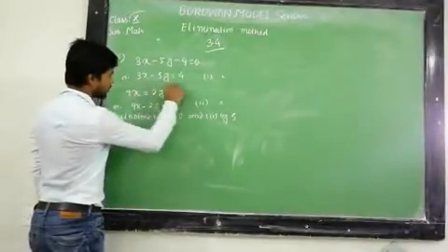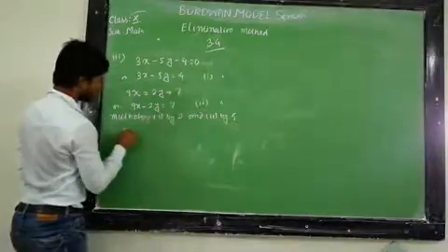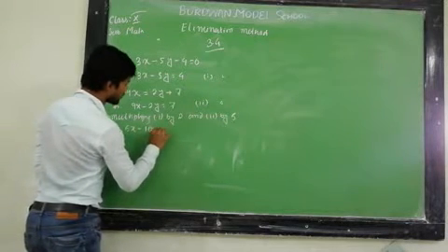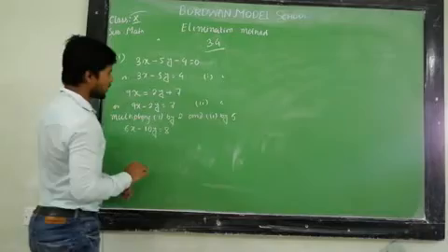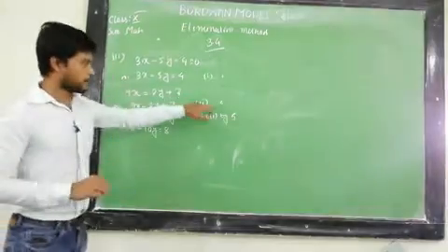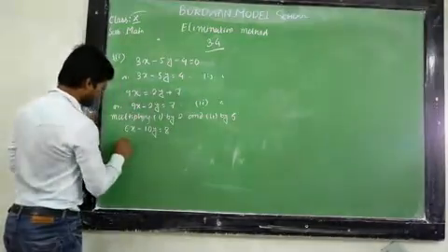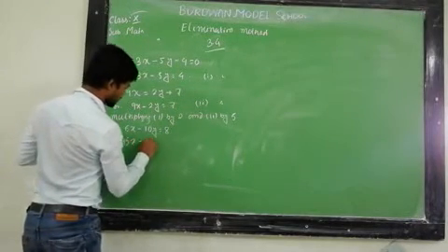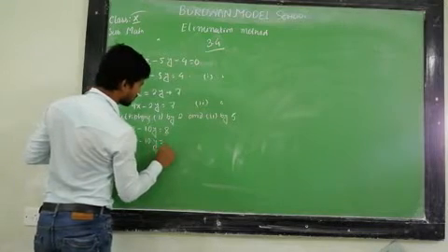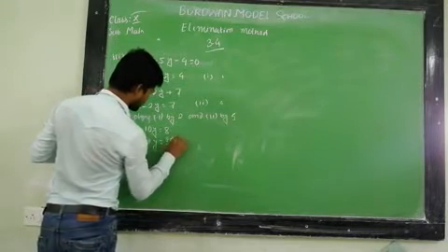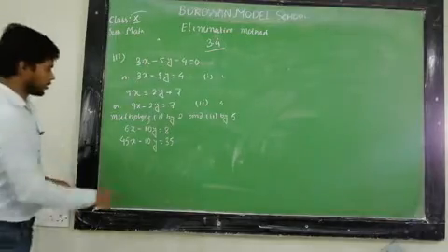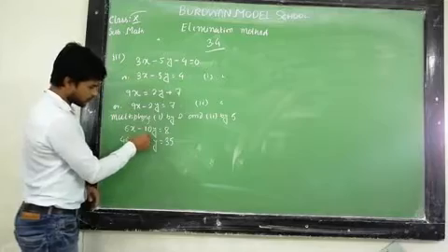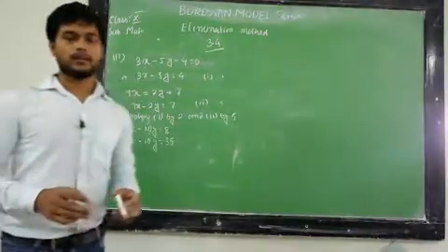So whenever we multiply this equation by 2, we have 6x minus 10y is equal to 8, and if you multiply this equation by 5, it will be 9 5s are 45x minus 10y is equal to 35.